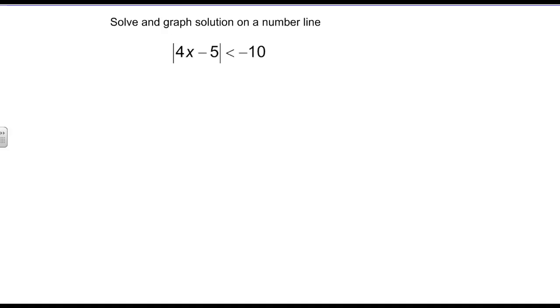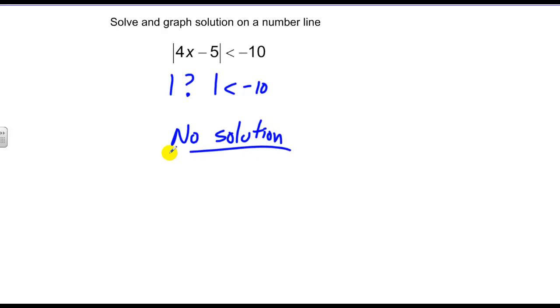Now, like in any of these types of problems, there are some special cases. If you have the absolute value of a quantity and it's less than a negative number, well, when will that happen? Again, just put a question mark to say there's a whole bunch of stuff inside here, and it's going to be less than negative 10. Well, the absolute value of anything is going to have to come out positive, so this will never happen. There's no solution to this problem. There's no set of numbers where, when you take the absolute value, it'll be less than a negative.